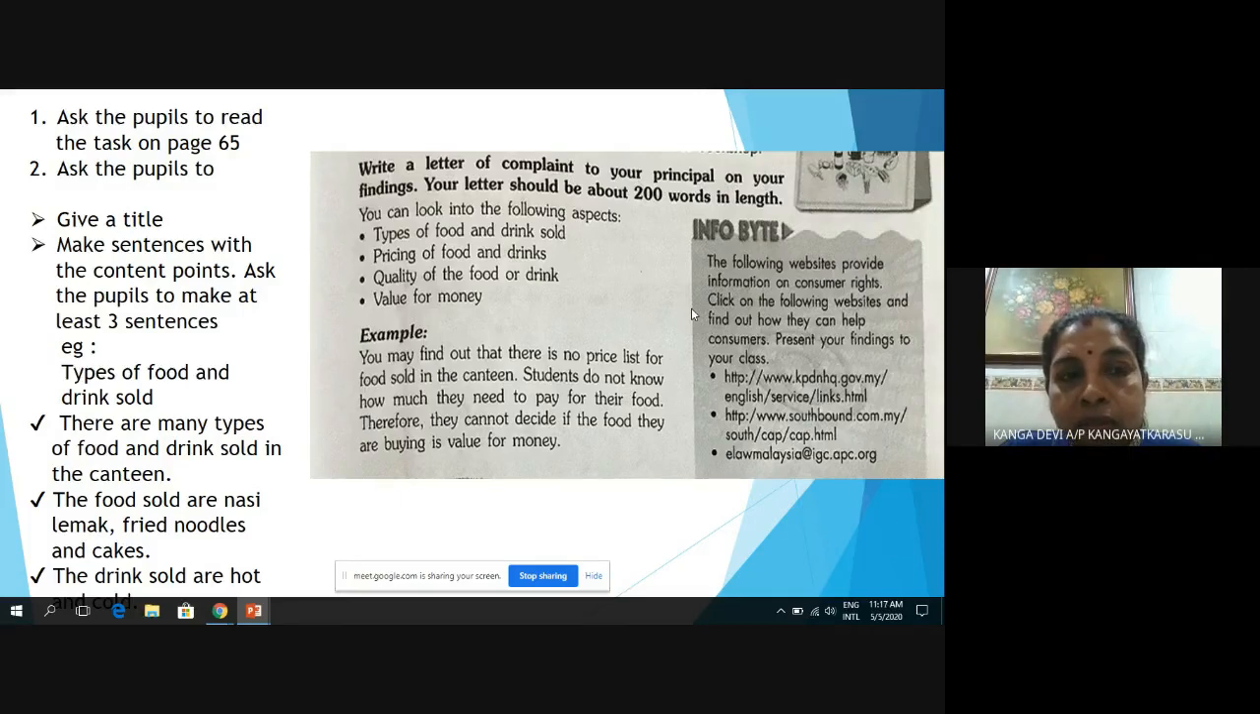Okay, so let's look at the first one: types of food and drinks sold. I'm looking at the weak ones. So they'll give me sentences like, there are many types of food and drinks sold in the canteen. The food sold are nasi lemak, fried cake, noodles, and cakes. The drinks sold are hot and cold. Of course, there'll be a lot of grammar mistakes, but this is how.